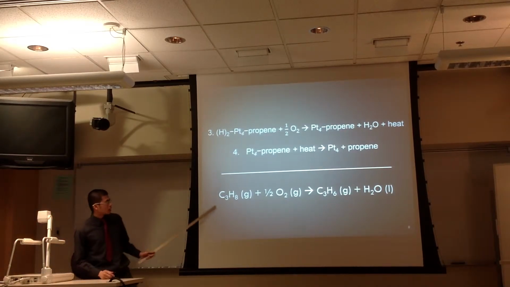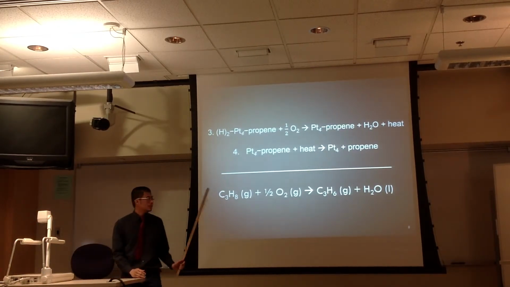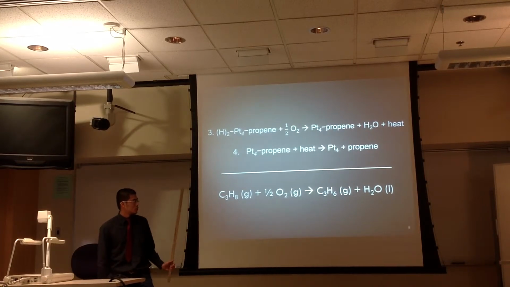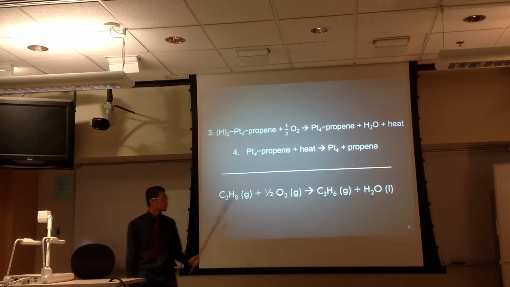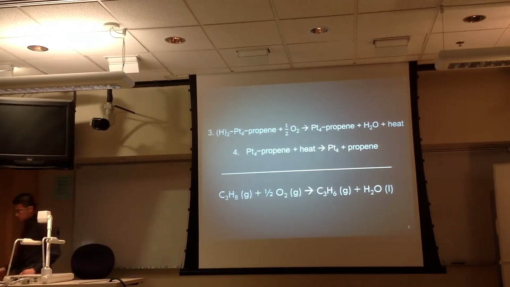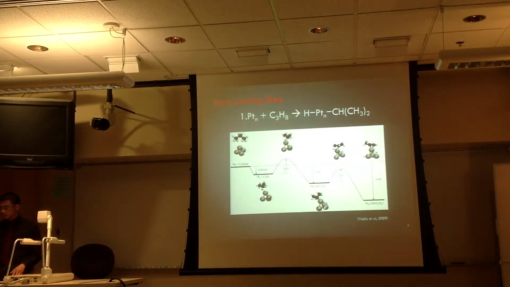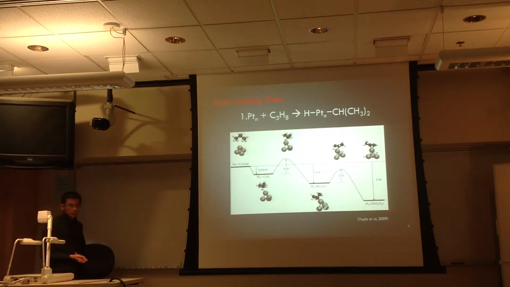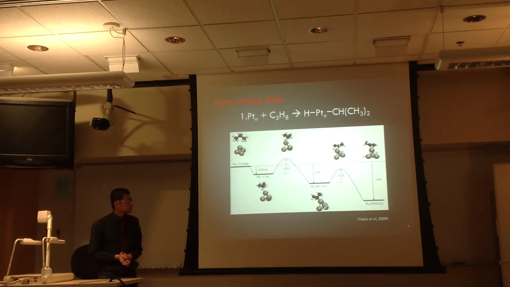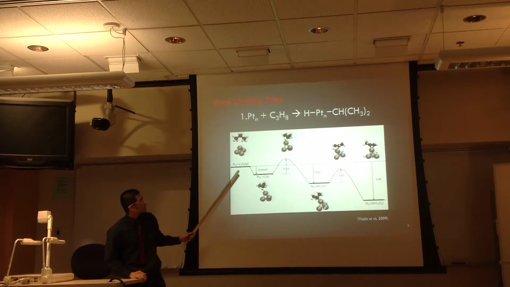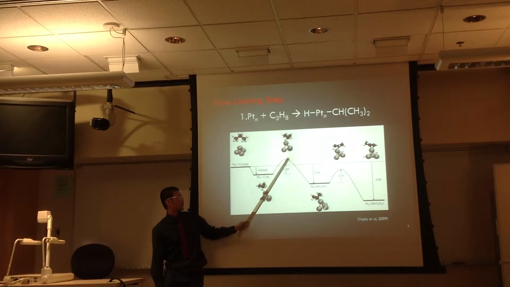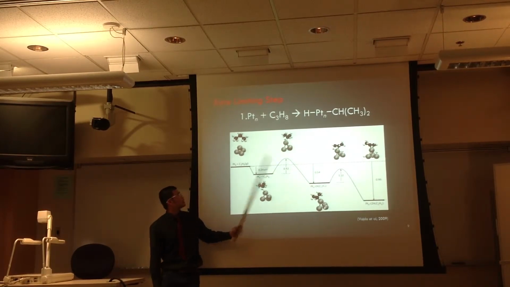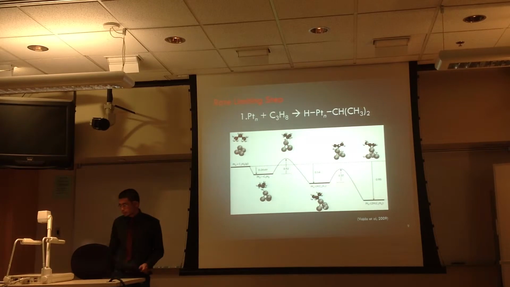So this one is the overall net reaction. You can see there's no Pt4 in here, because it's the catalyst. When you see this graph, you can see that the first step has to overcome the energy barrier, so it is the rate-limiting step.